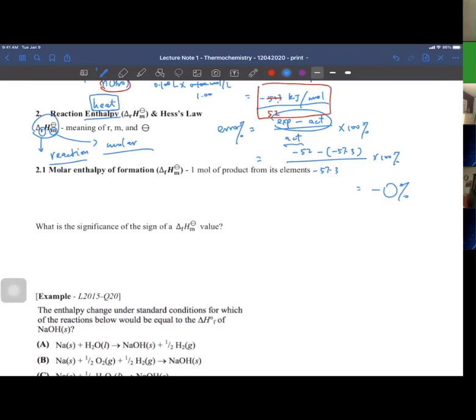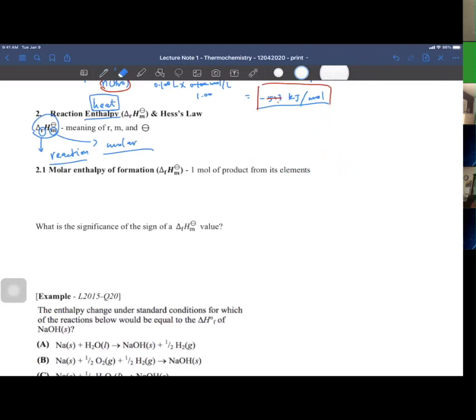So what is the meaning of 1 mole of reaction? Let me write down here. For example, let's say you have CH4 reacting with O2, producing CO2 and water. I ignore the states, okay? Just want to show you a balanced equation. So how can we define 1 mole of reaction? Is it 1 mole of CH4 or 1 mole of O2 or 1 mole of CO2 or 1 mole of water?